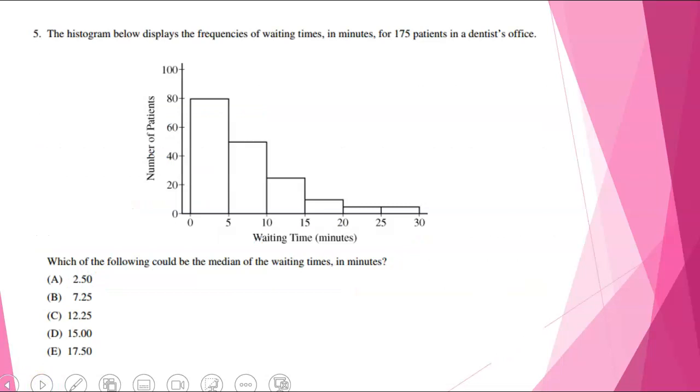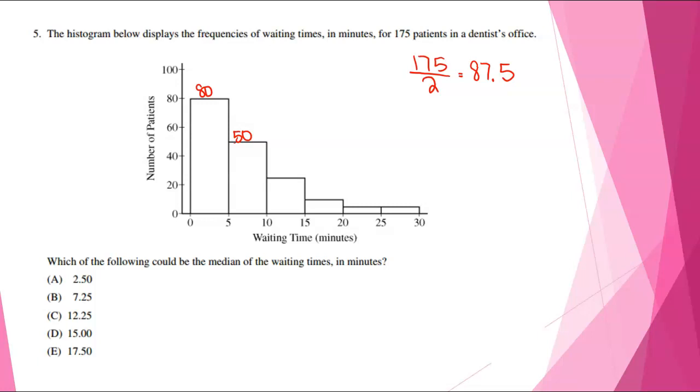All right, question 5. The histogram below displays the frequencies of waiting times in minutes for 175 patients in a dentist office. Which of the following could be the median of the waiting times in minutes? So I went ahead and took the 175 patients and divided it by 2, and so our median would be at 87.5. So that means we would take the 87th piece of data and the 88th, and we would average them to find our median.